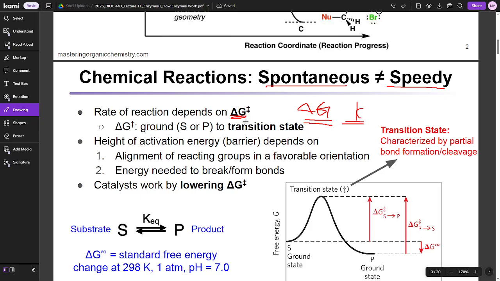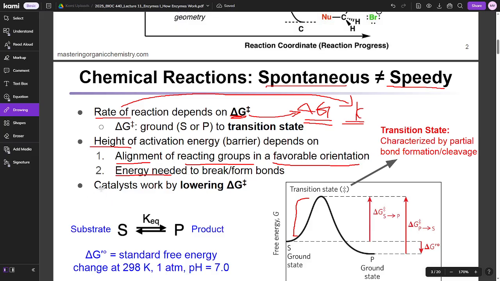So what this is saying is that the rate of the reaction, so K, is dependent on delta G double dagger, which is that. That'll make sense in a second. The height of the activation barrier, like how tall this is, depends on how the substrate fits in the enzyme, so the alignment of the reacting groups in a favorable orientation for the enzyme. And then it depends on the energy needed to form the bonds. Bonds that are stronger will take more energy to break. If they're not as strong, they require less.